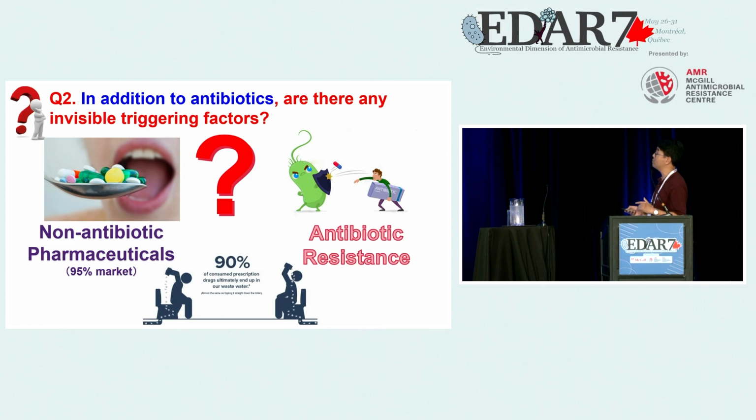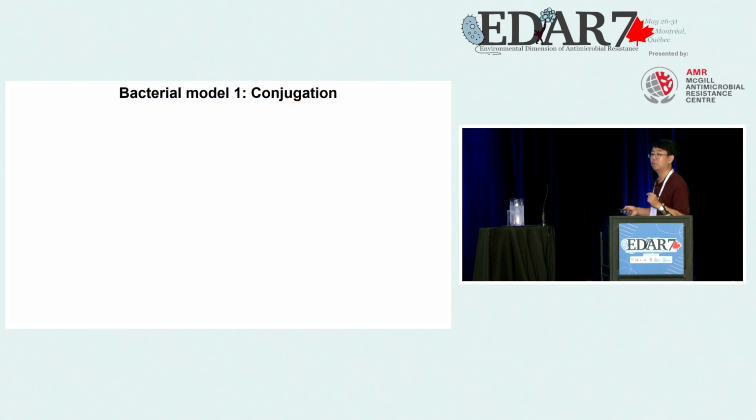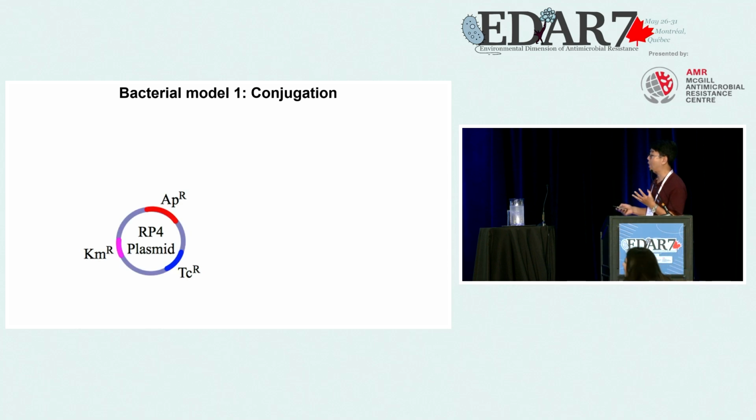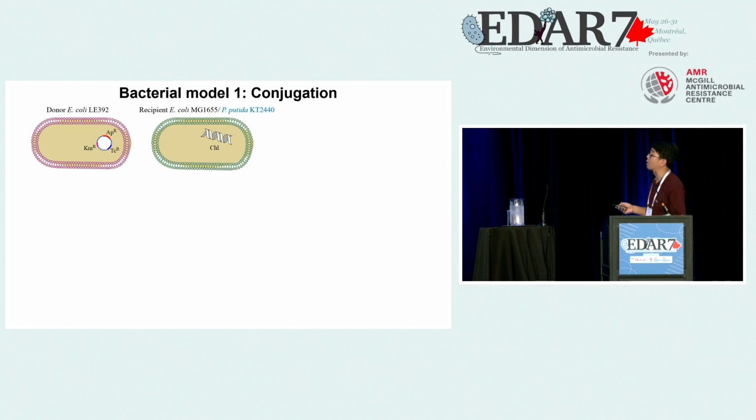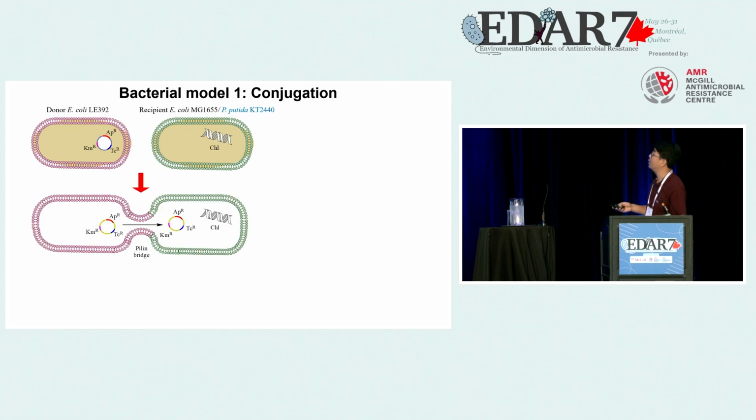Okay, the first model we did is a conjugation model. So we choose E. coli with RP4. That RP4 plasmid carries 3 antibiotic resistances: ampicillin, tetracycline, and clindamycin. So that plasmid is carried by the E. coli bacteria. We choose 2 recipient bacteria. One is E. coli, and one is Pseudomonas putida.